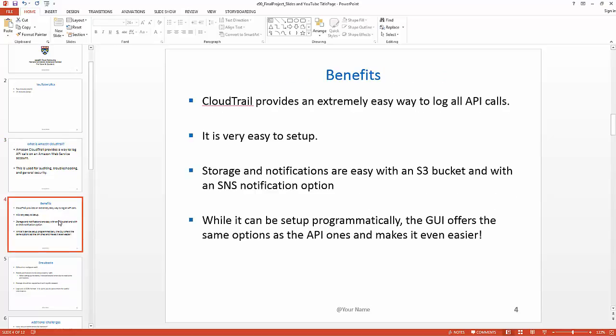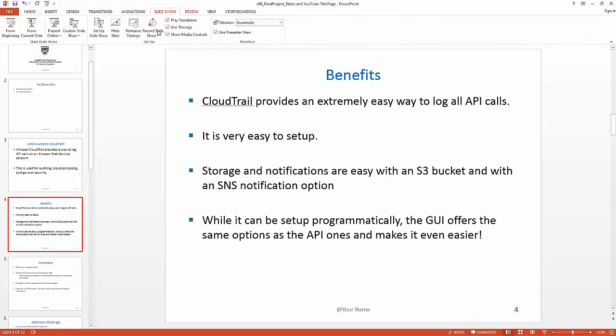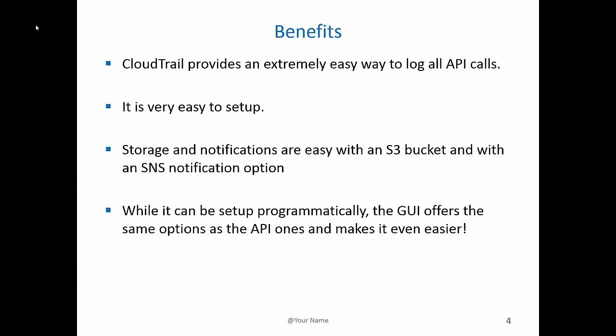So what are some of the benefits here? Well, CloudTrail provides a very quick and extremely easy way to grab these different API calls. It is also very easy to set up. And when I say easy, I mean you can do it in a matter of about 30 seconds to a minute. It's just a couple clicks and it sets everything up for you. It sets up a brand new S3 bucket to store your logs in, and it'll even create an SNS notification option with the proper permissions that are needed to view it.